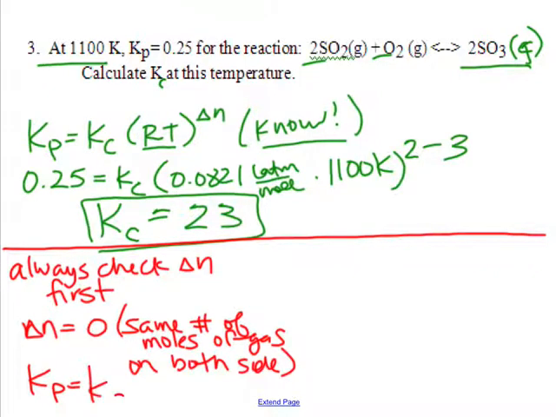That's going to be a common occurrence. So in a problem like that, you wouldn't even have to do the math. All you'd have to say is, hey, delta N is 0 because there's no moles of gases changing. Same on both sides, so Kp is equal to Kc, and that'll be it. Okay? So always check this first. That'll save you a lot of time on problems. A lot of unnecessary plugging in stuff. Okay? All right.